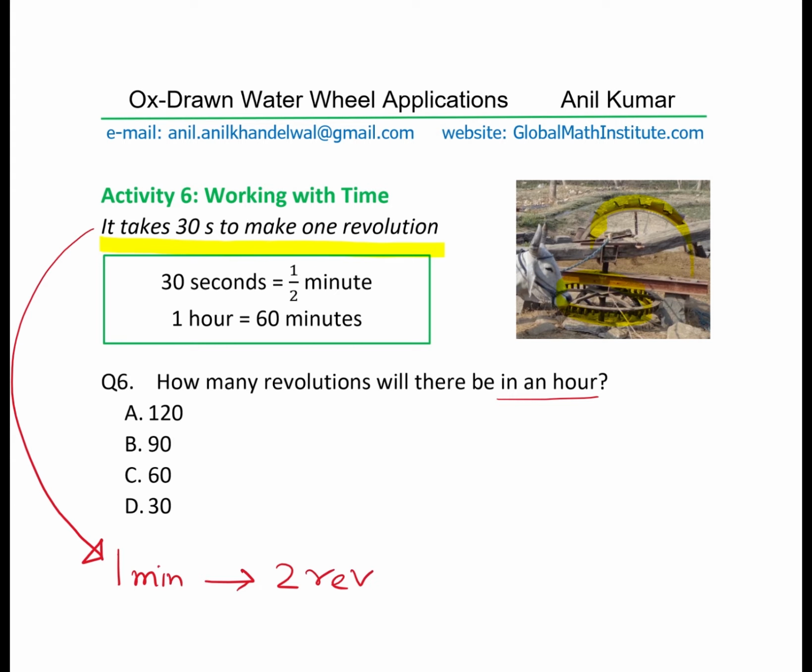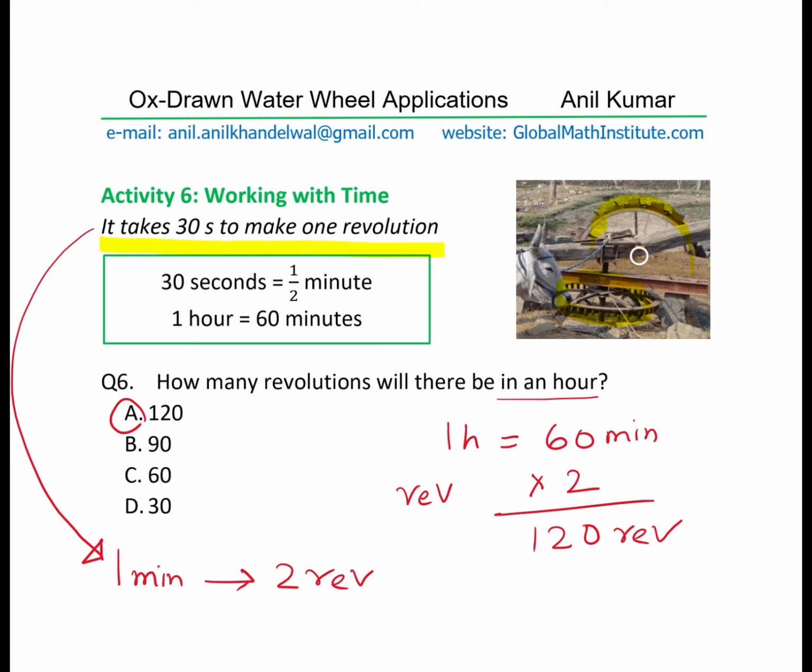So when we say 1 hour, we really mean 60 minutes. And since we know in 1 minute there are 2 revolutions, we have to multiply this by 60, that is, 120. So we get 120 revolutions, which is option A. Does that make sense to you? Perfect. So in our example, we have 2 revolutions in a minute, and in an hour, we have 120 revolutions.